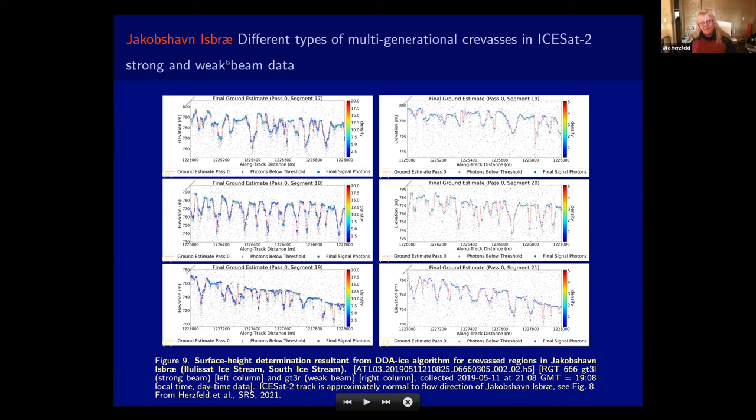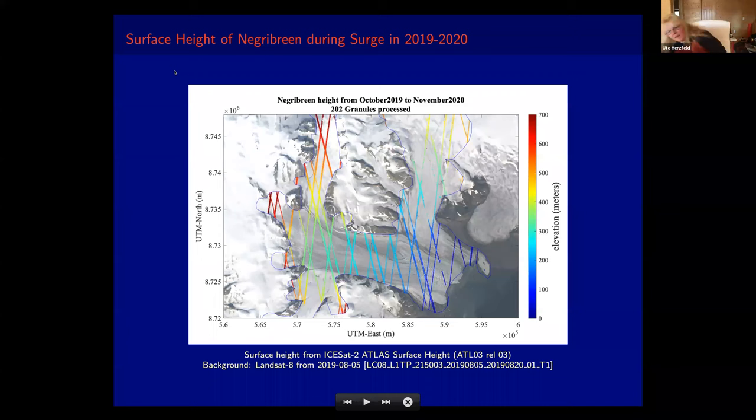Here is the classic map one would make of a glacier during a surge. So first you make an elevation map, and we can make elevation maps every 3 months. Makes kind of sense as an optimum between glacial change and how much data do you actually need for a map. Tom Trantow has gone in and analyzed all the 200 granules ever collected between the start of 2019 and the end of 2020.